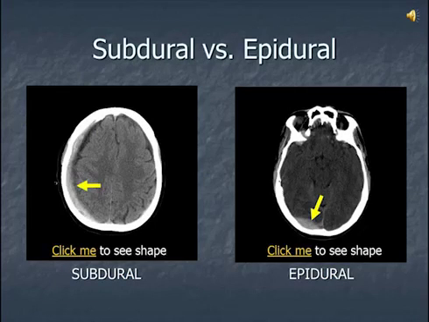Here are examples of each. Click to see the shape of the hematoma more clearly. Note the crescentic shape of the subdural versus the lenticular shape of the epidural hematoma.